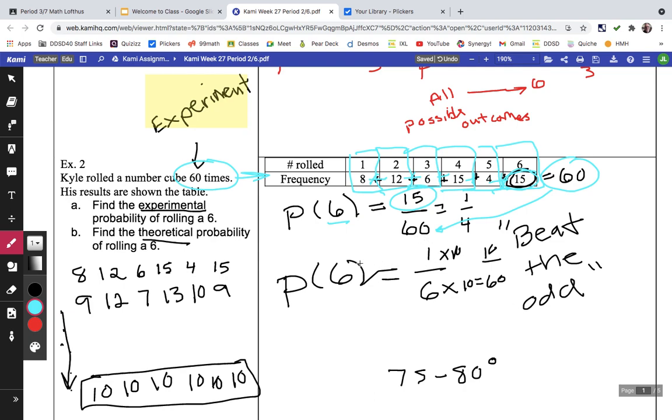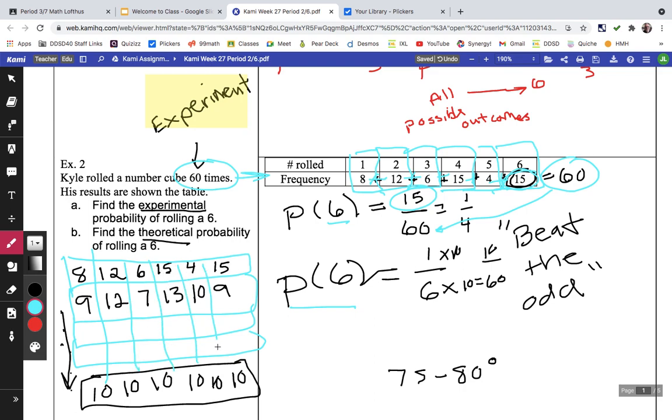That beat the odds, because the theoretical probability of rolling a 6 is 1 out of 6. 1/4 is better. What we talked about in class is that here's the data from round 1, his first 60. This could have been his next 60, and then he could have done another 60 and another 60 and kept going for weeks or months or years, and the average would get closer and closer to 10 for each one of these, because that's what we expect. We expect 10 out of 60, or 1 out of 6.